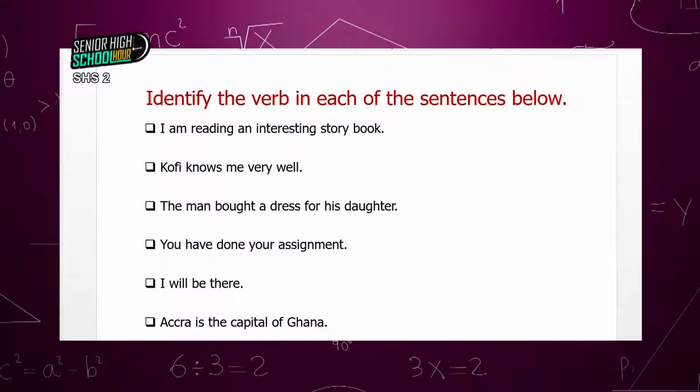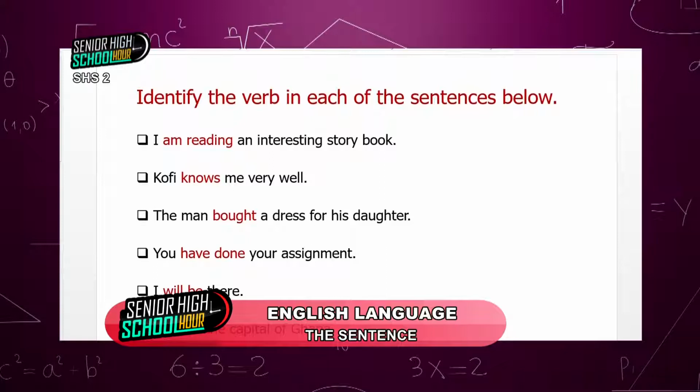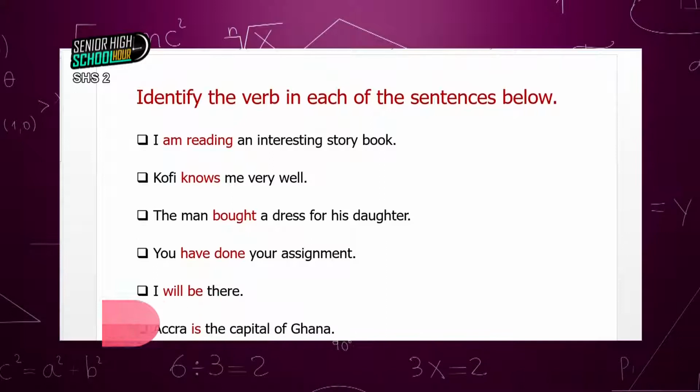There are 1, 2, 3, 4, 5, 6 sentences and you'll be able to find all the verbs for me. Yes, I am sure you are done. Good. Let's go and cross-check. So these were the ones you are to identify for me as the verbs in each of the sentences. So we have, I'm reading in the first sentence.